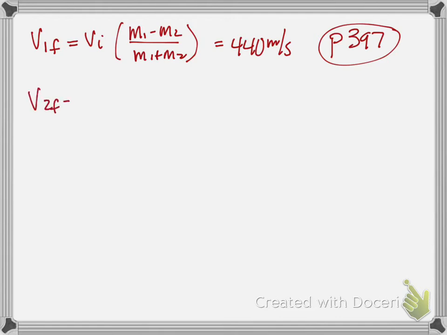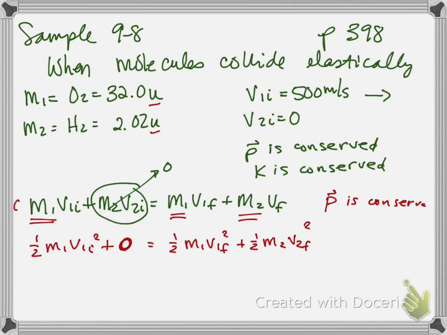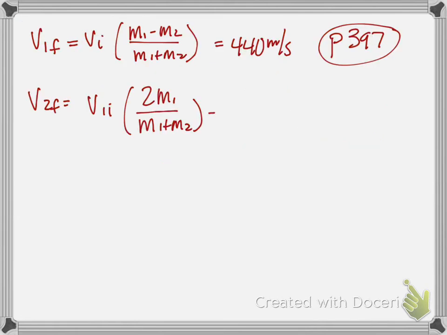It slowed down a little bit after running into the hydrogen molecule. The formula for the final velocity of the second object is V1I times 2 times M1 over M1 plus M2. Again, I got those from page 397. They come from solving these equations for V1F and V2F. And I get a speed of 941 meters per second, which again should make sense. The hydrogen molecule is pretty small. You should imagine that the momentum the oxygen molecule sends it off with gives it a pretty high speed. So there are our final answers for the final speeds of those two things.